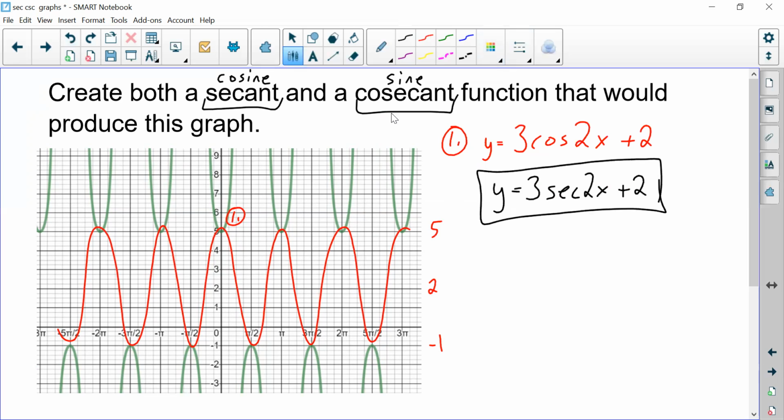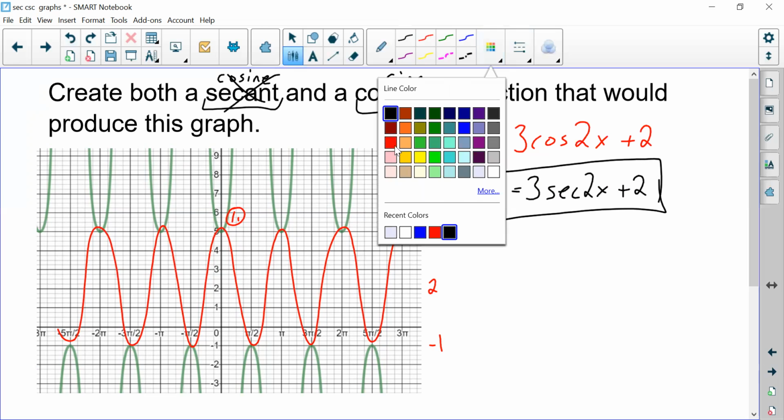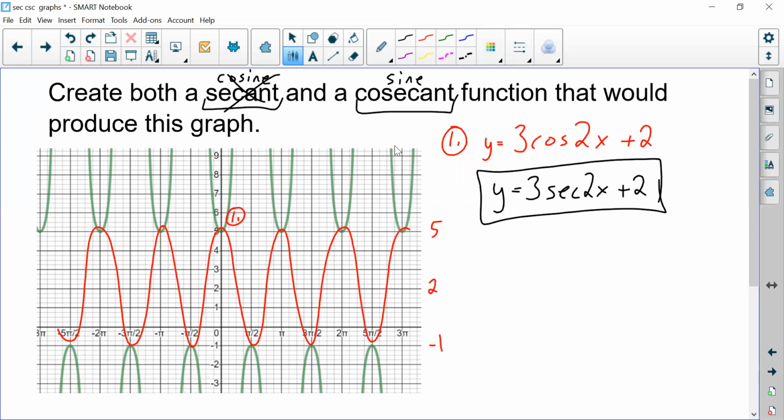The green function is just replacing cosine with its reciprocal, 3 times the secant of 2x plus 2. That's the secant. That's done. How do you find the cosecant? Well, the cosecant is the reciprocal of sine. So I need to pick a spot that starts at the midline. And it doesn't really matter where. Let's just do this one right here. Let's start right there, number 2.